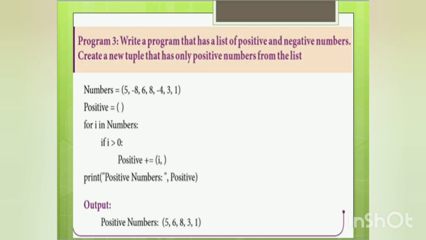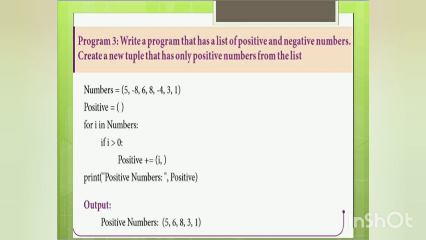Plus equal to is the append operator. So you are going to append one element, right? For that only you are using one element, then the comma. This is a singleton tuple. At a time you are going to append one element, so you have to use i, then the comma. Then only its type becomes tuple. Then print the positive numbers at last.